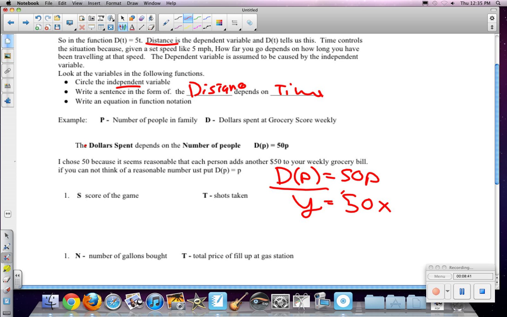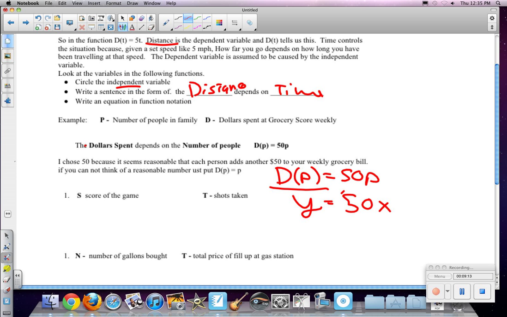This doesn't mean D times P, okay? It means D depends on what P is. It's nice because if I'm working with lots of different equations, I can say, well, maybe I'm worried about D of P or F of X or whatever. So you can think of this as Y. You don't ever do any math to this thing right here.